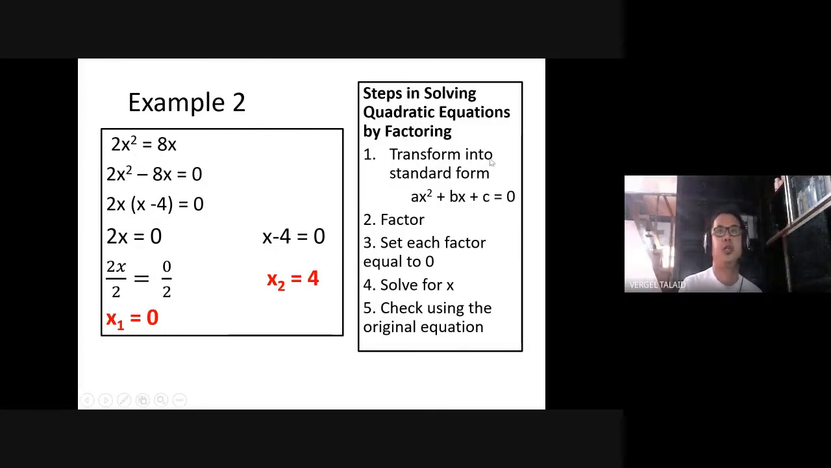Okay, next example is 2x squared is equal to 8x. First thing first, you are going to transform into standard form. Ax squared plus bx plus c is equal to 0. So you are going to transpose 8x to the left side. Change the sign. That becomes 2x squared minus 8x is equal to 0.